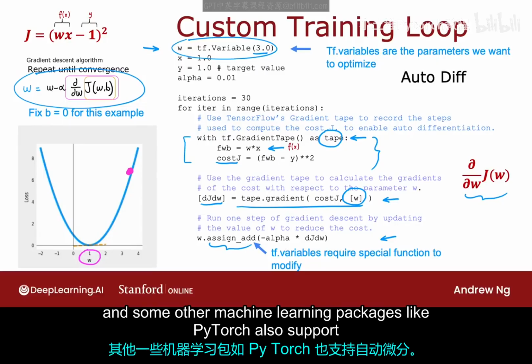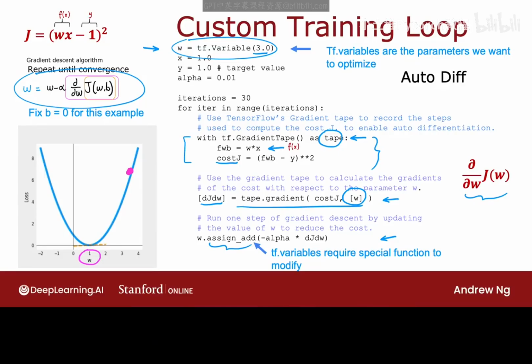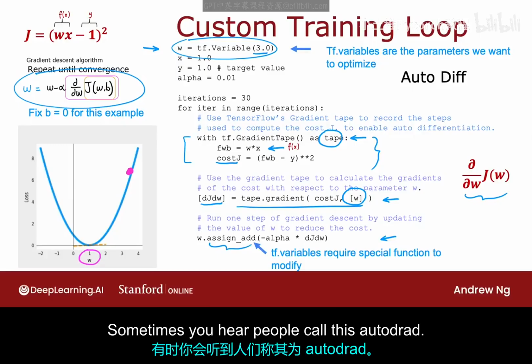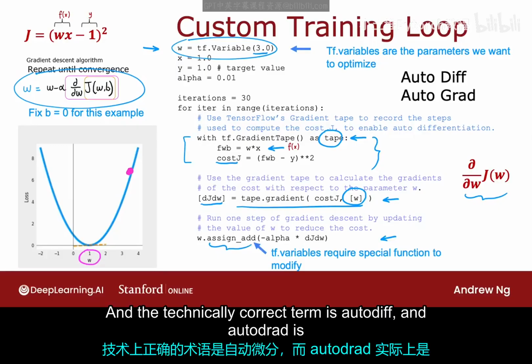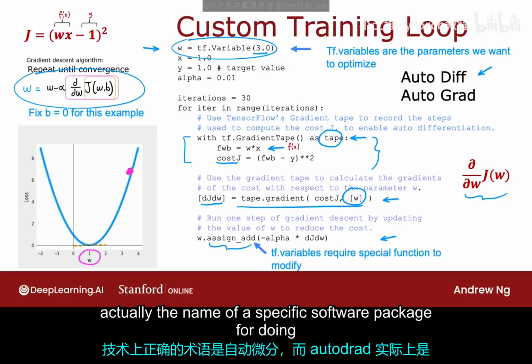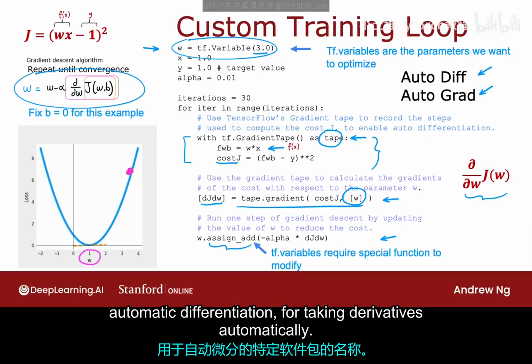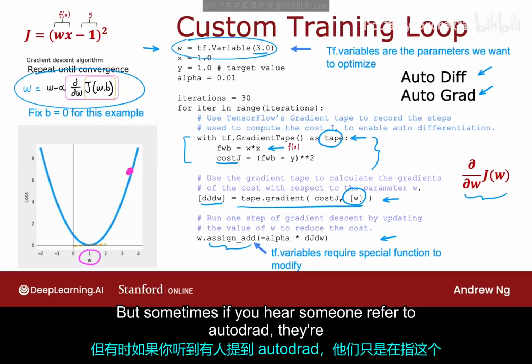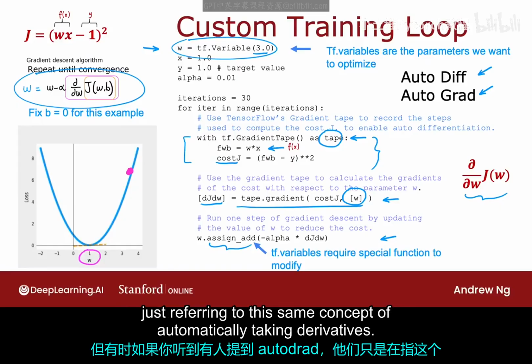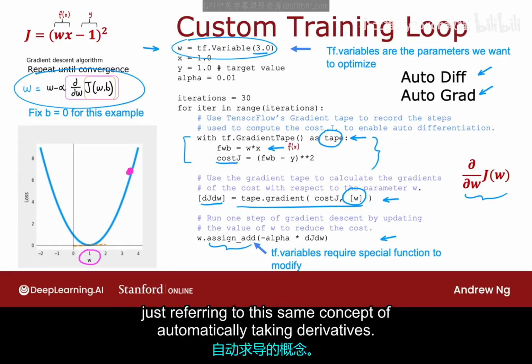This is a very powerful feature of TensorFlow called AutoDiff. And some other machine learning packages like PyTorch also support AutoDiff. Sometimes you hear people call this AutoGrad. The technically correct term is AutoDiff, and AutoGrad is actually the name of a specific software package for doing automatic differentiation, for taking derivatives automatically. But sometimes if you hear someone refer to AutoGrad, they're just referring to this same concept of automatically taking derivatives.